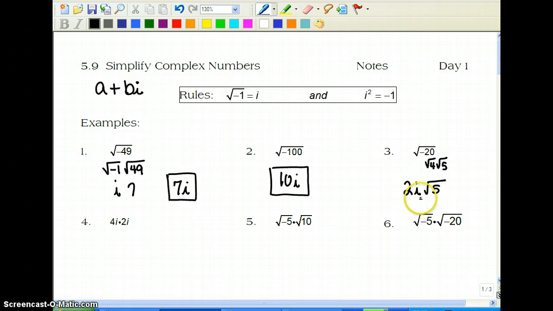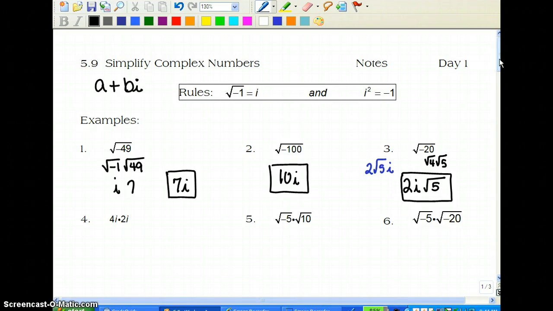Now they're always going to put this in front of the radical. So we don't want to write that as 2 root 5i because it's hard for me to tell if you think the i belongs under the radical sign or outside of the radical sign. So let's make sure we write our answers as 2i root 5. The root should always go last. Okay, so with simplifying them, not too much work.